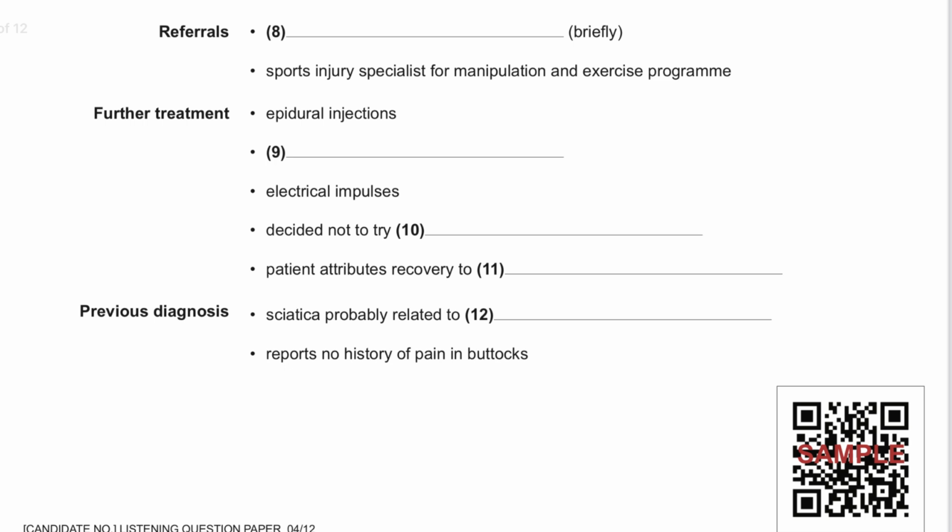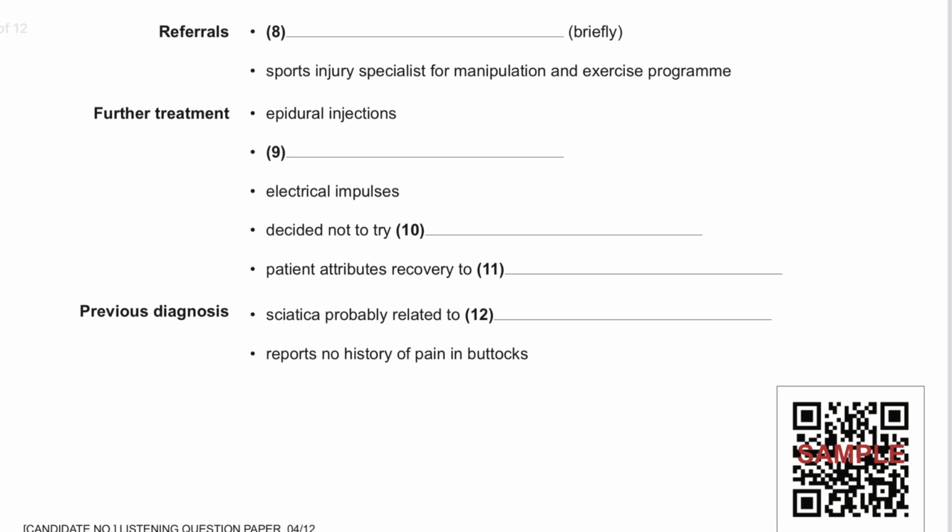So I was referred to a sports injury specialist, of all things. And he did a number of things that did seem to ease things a little, like working on my spine and lower legs. Oh, and he gave me a set of exercises to do at home.